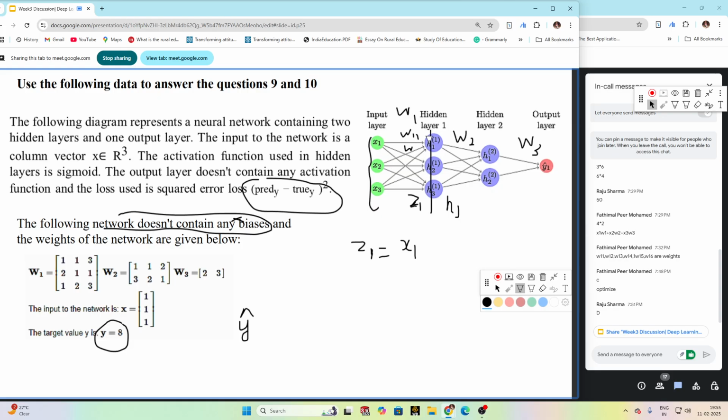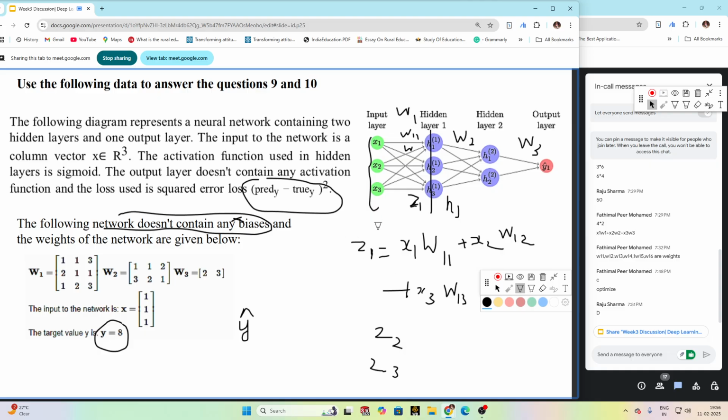Then w12, w22, w32, and w13, w23, w33. So z1 will be equal to x1 into w11 plus x2 into w12 plus x3 into w13. Similarly you can calculate z2 and z3.